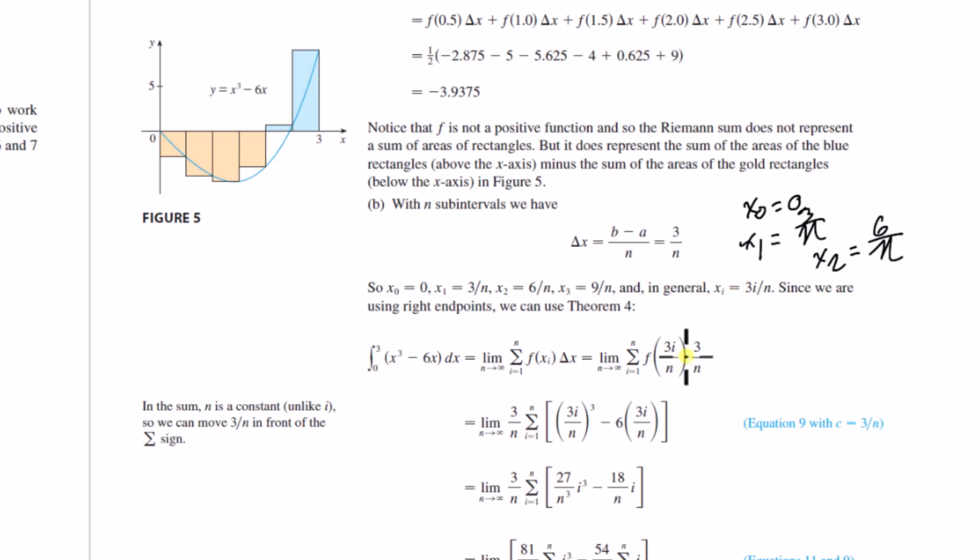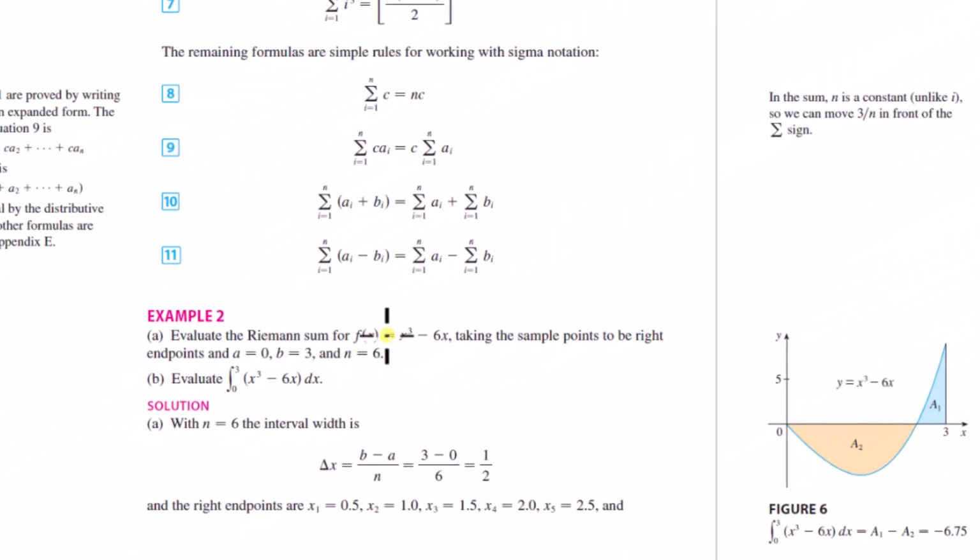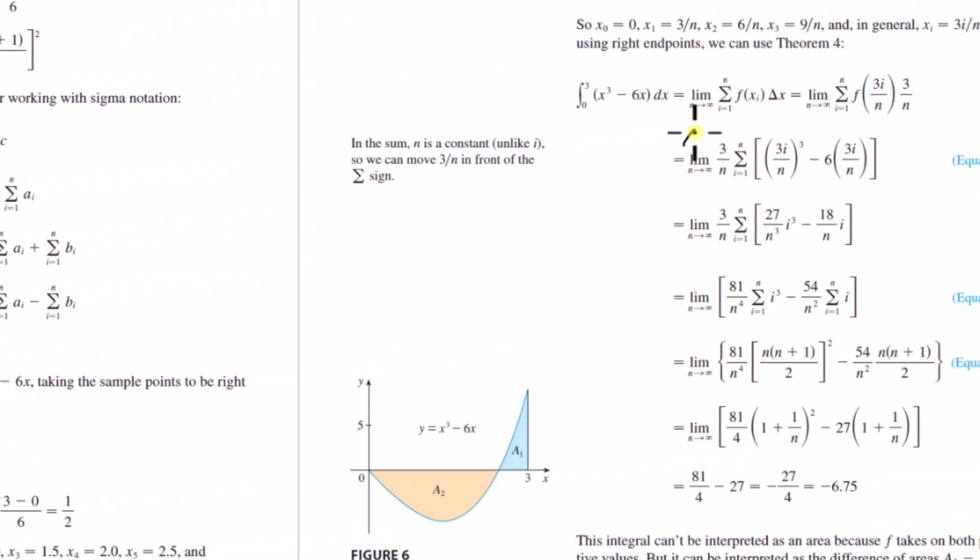3i divided by n times 3 over n. But the limit as n goes to infinity. Now, you just have to evaluate the function at 3i over n. So they plug 3i over n into the function, f of 3i over n, they plug it in, okay? And then they get to this point.